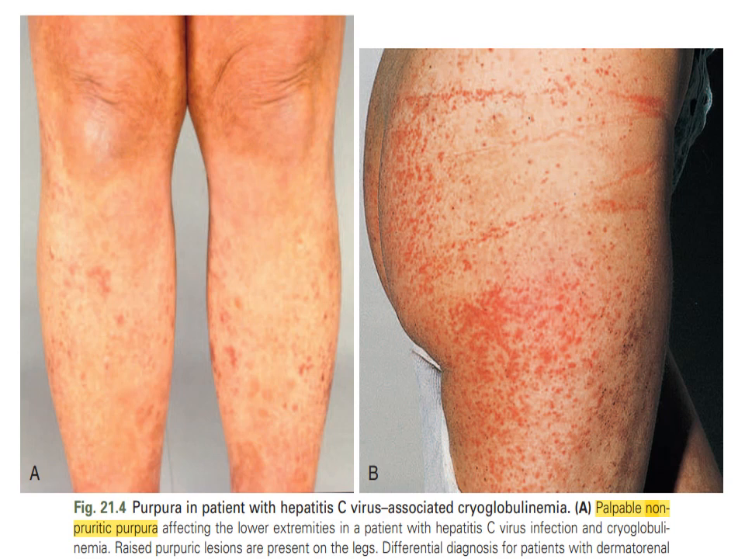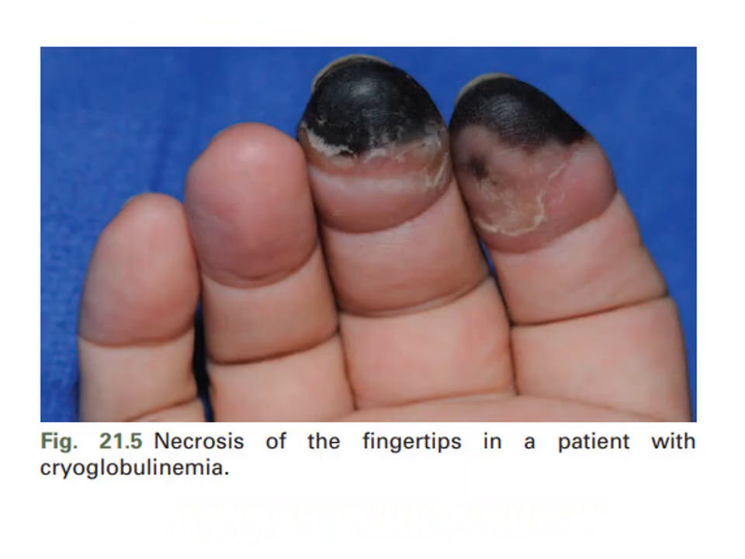This is the purpura, palpable, non-pruritic, painless purpura, usually in the lower extremities and buttocks. Very characteristic. This is a picture showing necrosis in the fingertips due to thrombi with antigen-antibody complex deposition in small arteries and arterioles. Necrosis.